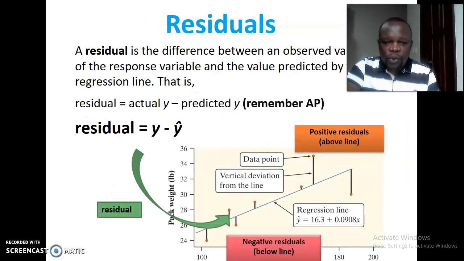So to get a residual, we need to get the difference. It's easy to remember: residual is always AP, actual minus predicted. So in this case, I have some values above, some values below. The actual are the dots that you can see, and the prediction will be on the line.